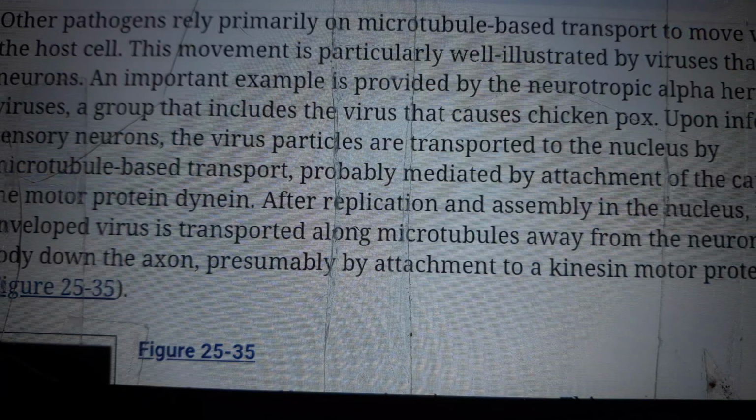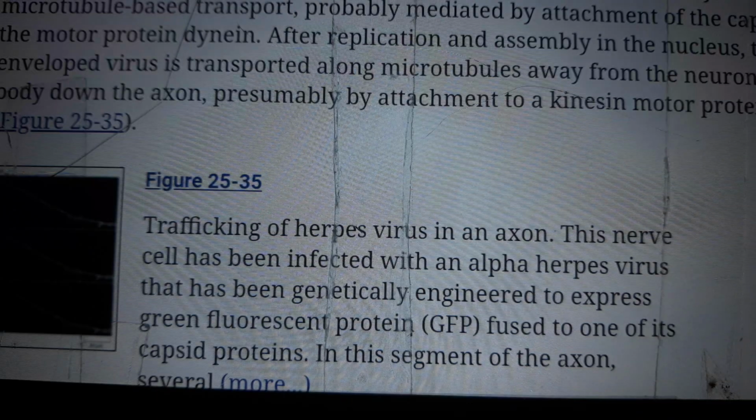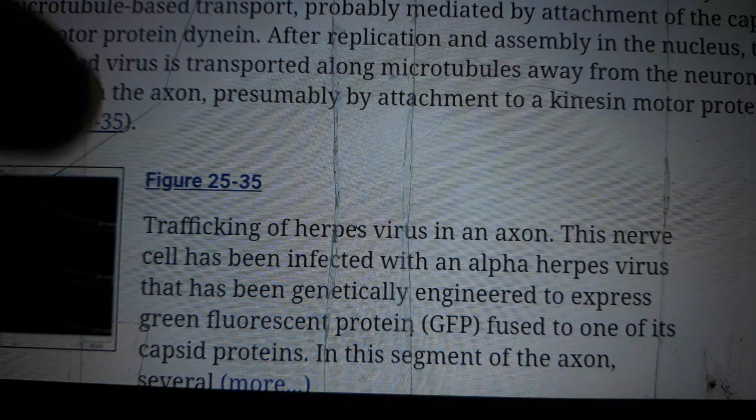Other pathogens rely primarily on microtubule-based transport to move within the host cell. This movement is particularly well illustrated by viruses that infect neurons. An important example is provided by the neurotropic alpha herpesviruses, a group that includes the virus that causes chickenpox. Upon infection of sensory neurons, the virus particles are transported to the nucleus by microtubule-based transport, probably mediated by attachment of the capsids to the motor protein dynein. After replication and assembly in the nucleus, the enveloped virus is transported along microtubules away from the neuronal cell body down the axon, presumably attached to a kinesin protein, as you can see in this figure.